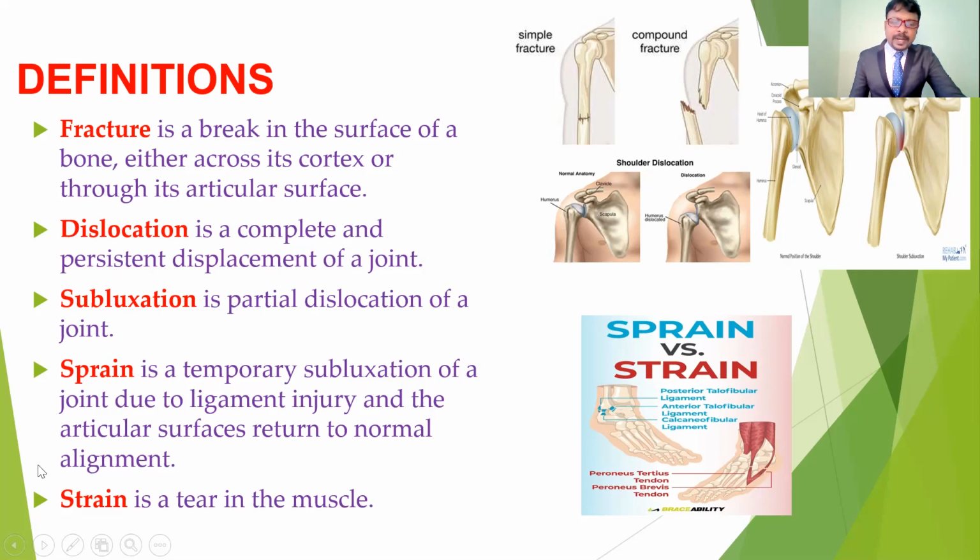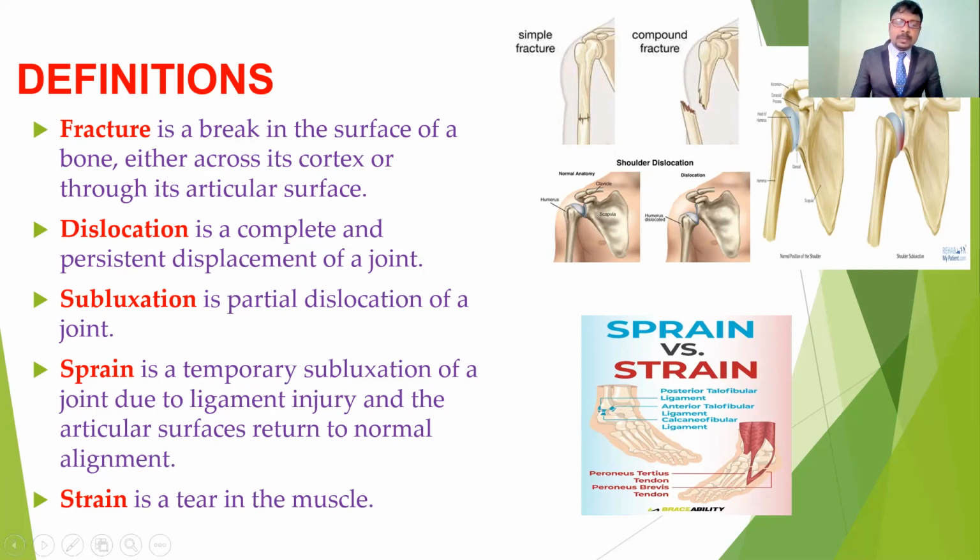Coming to sprain and strain. A sprain is a temporary subluxation of the joint due to ligament injury, because of ligament laxity, and the articular surfaces return to normal alignment. The ligament is involved most in a sprain. An example is an ankle sprain, where a sudden twist of the ankle joint causes the sprain.